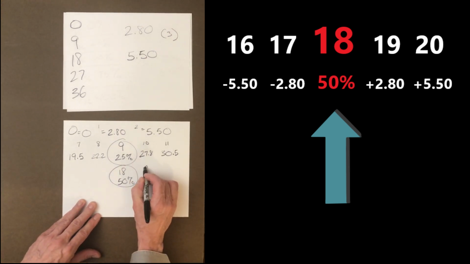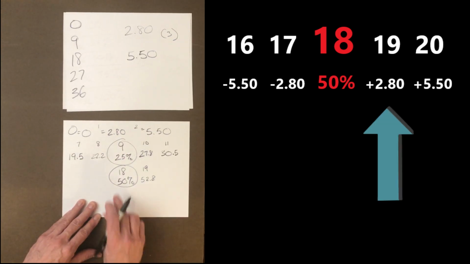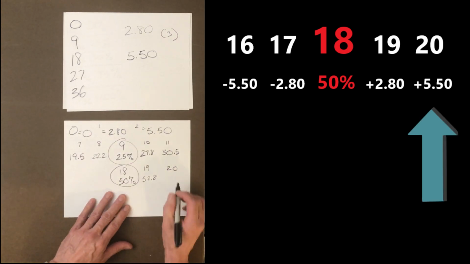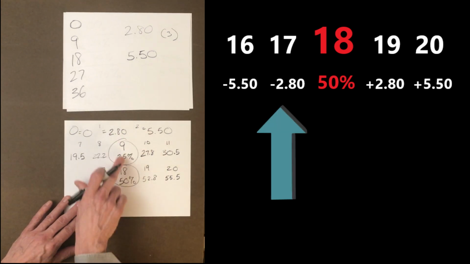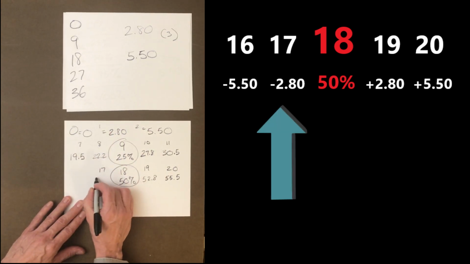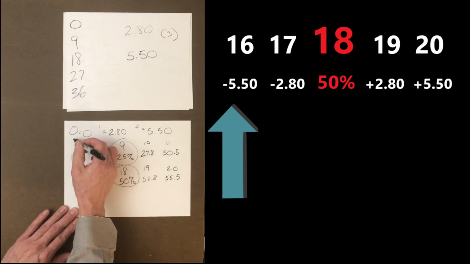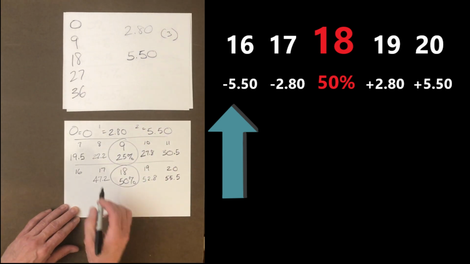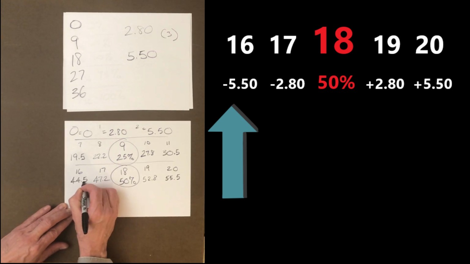1 more than 18 is 19, add 2.8, 52.8. 20, 2 more than 18, add 5.5, 55.5. 1 less than 18, 17. We simply subtract 2.8, 47.2, and 16, 2 less, we simply subtract 5.5. So that gives us 44.5.